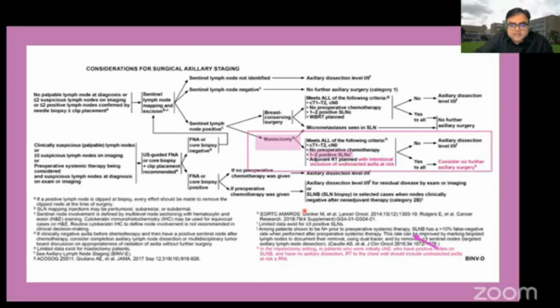So this is a very busy slide of NCCN guidelines. Here you can see the criteria: clinically T1, T2, clinically N0, no preoperative chemotherapy, 1 to 2 positive sentinel lymph nodes, whole breast radiotherapy planned. When the answer is yes to all the questions, then no further axillary surgery. If the answer is no to any, then axillary dissection is indicated.